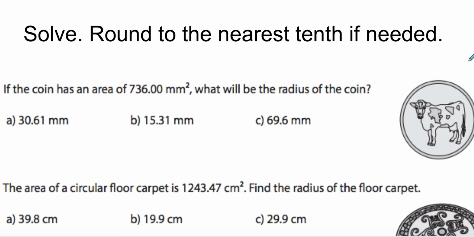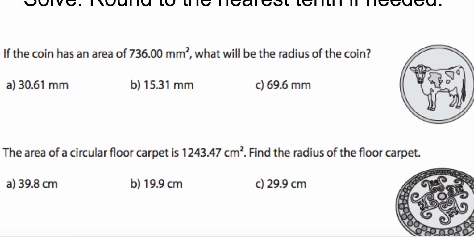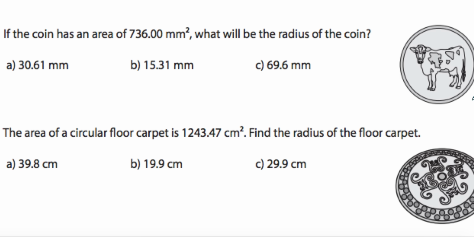All right, so these questions are the same. I want you to please pause and see if you can answer the questions. I'll read them for you before you pause. If the coin has an area of 736 millimeters squared, what will the radius be? See if you can get one of those answers. And then this one, the area of a circular floor carpet is 1,243.47 centimeters squared. Find the radius.